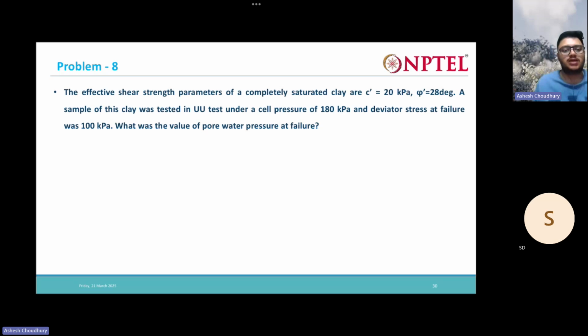The effective shear strength parameters of a completely saturated clay are c prime equal to 20 kPa, phi prime equal to 28 degrees. A sample of this clay was tested in a UU test under a cell pressure of 180 kPa and the deviator stress at failure was 100 kPa. What was the value of pore pressure at failure? Okay, let's see. So the effective shear strength parameters are for a completely saturated clay. C prime is given in kPa and phi in degrees.